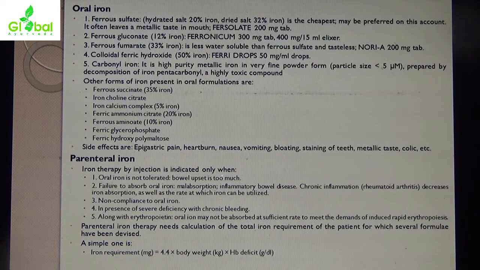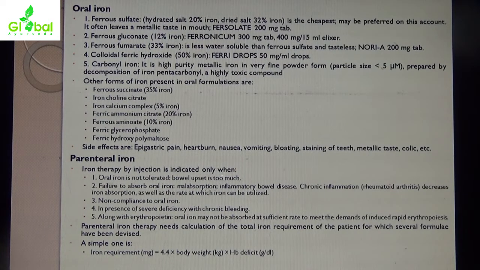Other forms of iron present in oral formulations are ferrous succinate, which is 35% iron, iron choline citrate, iron calcium complex, 5% iron, ferric ammonium citrate, 20% iron, ferrous ammoniate, 10% iron, ferric glyceryl phosphate, ferric hydroxy polymaltose.